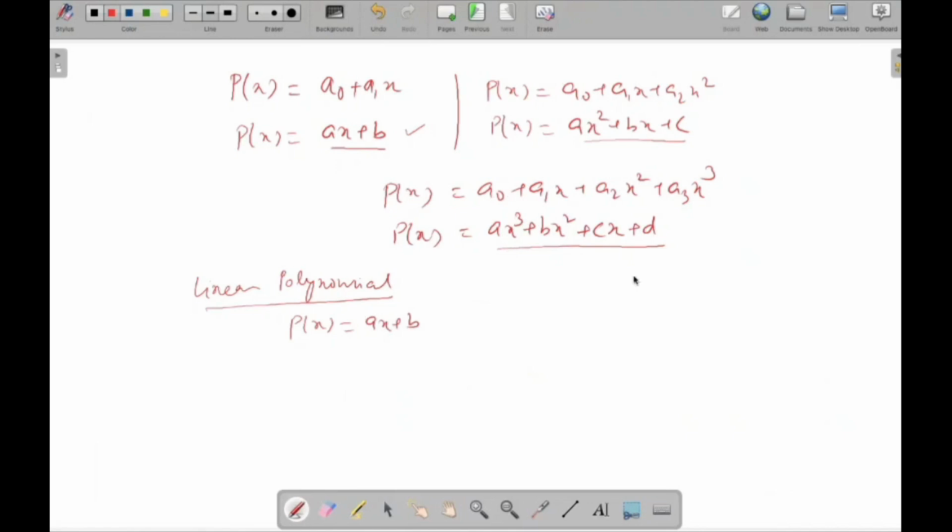So in general, I can just write for n degree polynomial, there will be n zeros.